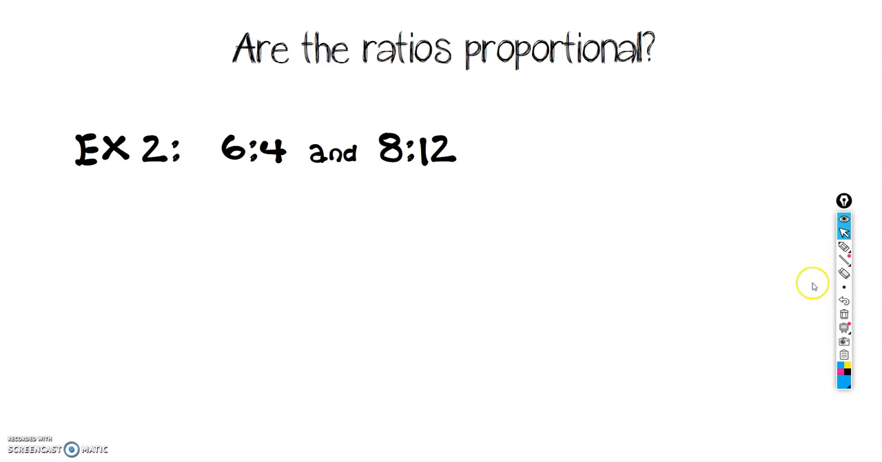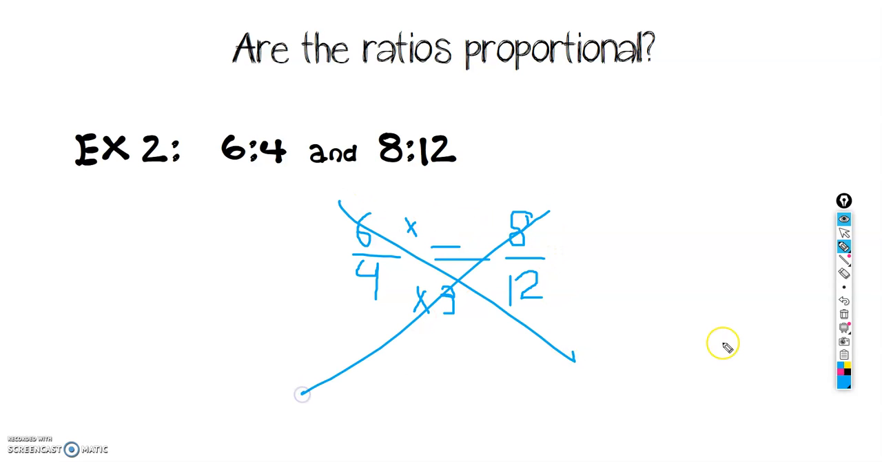Let's look at another one. Is this a proportional relationship? I'm going to rewrite them. 6 to 4. Set it equal. 8 and 12. This one, I would say times 3, right? This one, if I said times 3, it's going to be 18. So no, they are not proportional. So it's important to check.